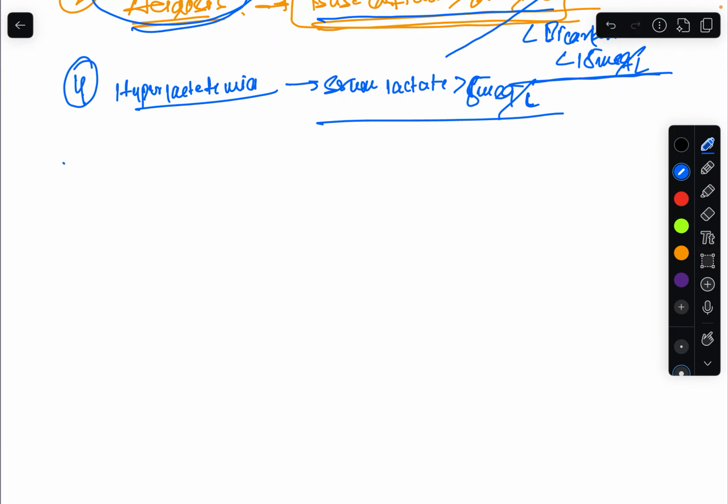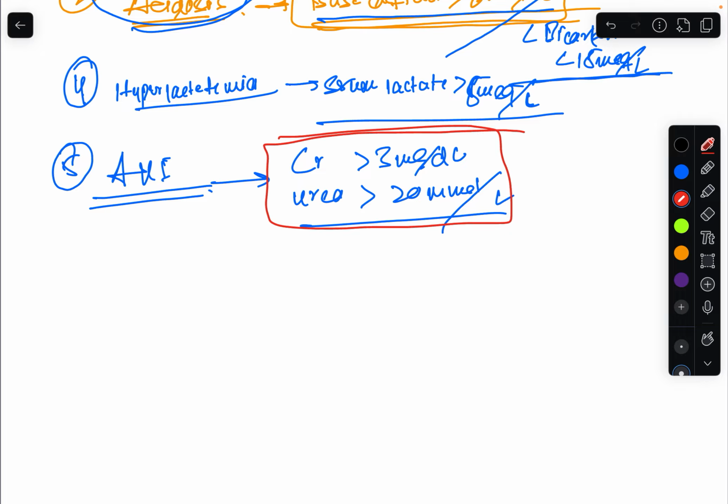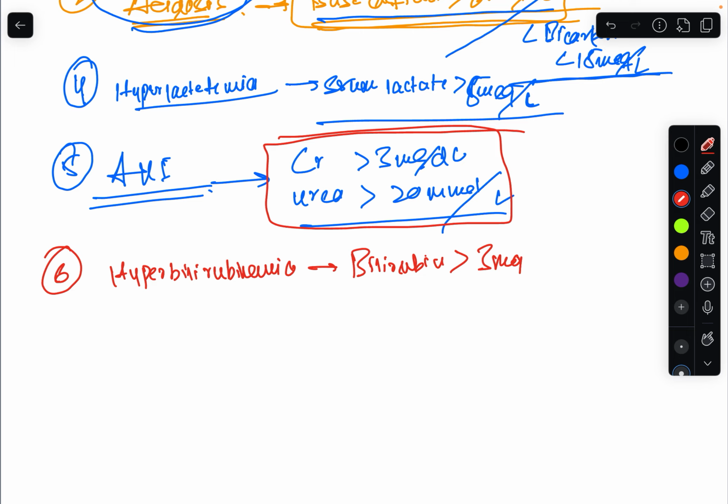Then 5. Acute kidney injury. What are the lab markers of acute kidney injury? Creatinine and urea. If creatinine is greater than 3 milligram per deciliter or urea is greater than 20 millimole per liter, then this is a marker of severe malaria. And number 6, hyperbilirubinemia. If your serum bilirubin is greater than 3 milligram per deciliter, then this is also a marker of severe malaria.